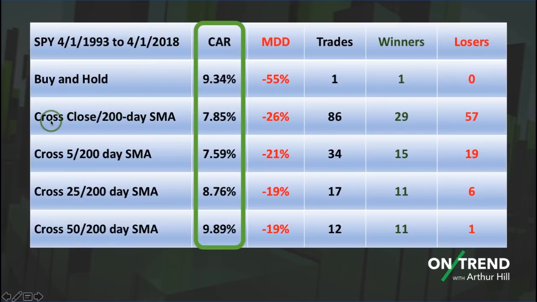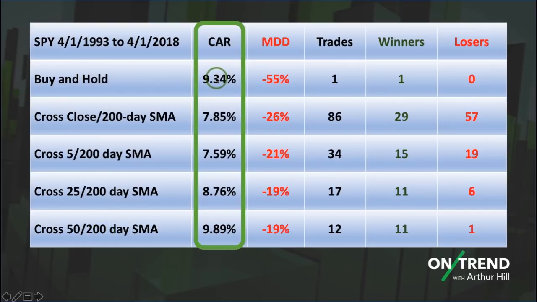Remember, we're using the S&P 500 for the signals, and we're trading SPY. So you buy when the close crosses above the 200-day. You buy when the 5-day SMA crosses above the 200-day SMA. You buy when the 25-day SMA crosses above the 200-day SMA. And, of course, the golden cross at the bottom. And you use the reverse cross for your sell signals.